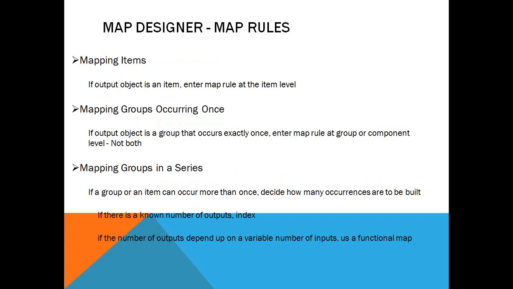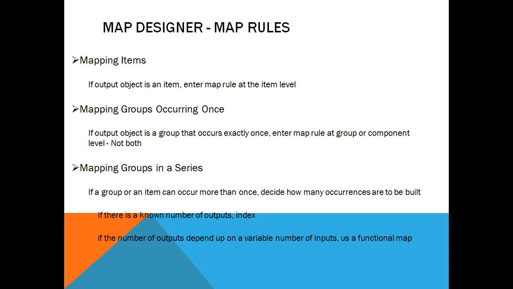Then mapping items. If your output object is an item, enter the map rule at item level. We have seen that item. We have three classes, right? Item, group, and category. You will do the mapping for either item or group. So if your output object is an item, we have to enter the rules at item level. Suppose mapping group occurs once. If the output object is a group that occurs exactly once, enter the map rule at group or component level.